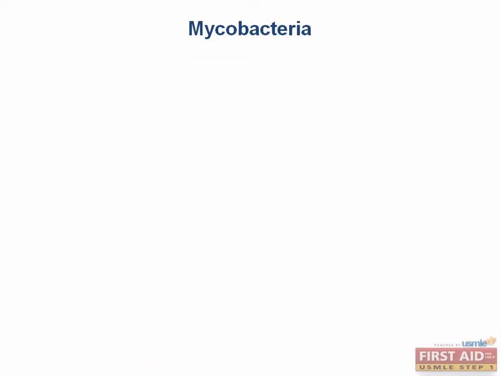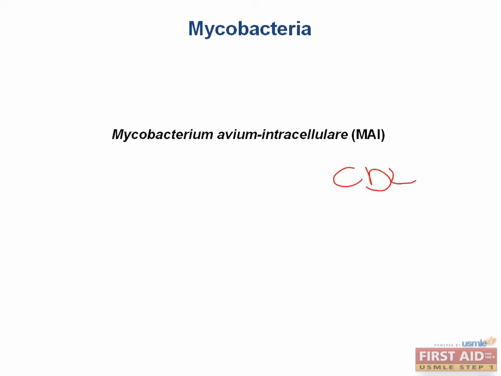There are a few other species within the Mycobacteria family that you should be familiar with. Mycobacterium avium intracellulare, MAI, is commonly tested on the board since it is associated with AIDS infections when the patient's CD4 count drops below 50. It primarily causes pulmonary infections leading to disseminated disease.